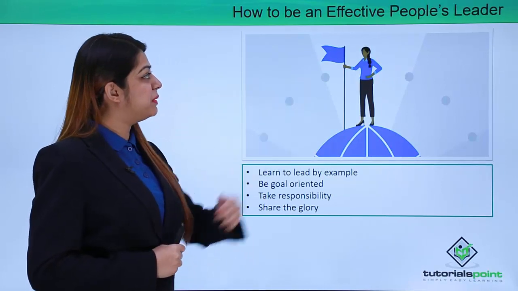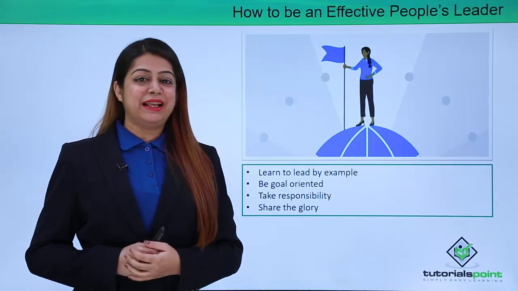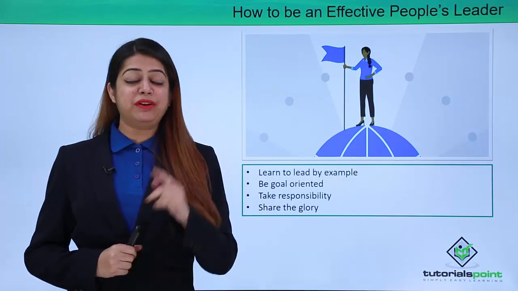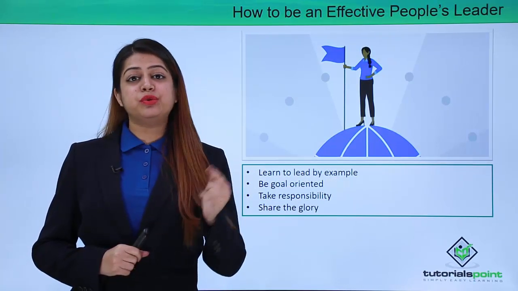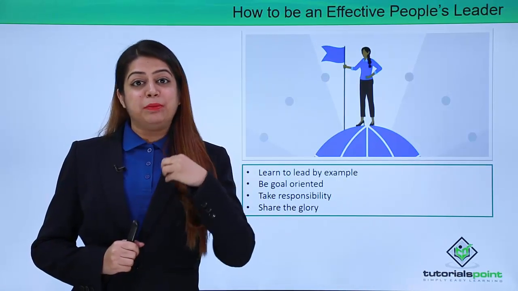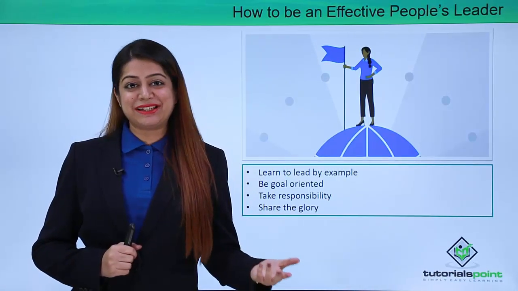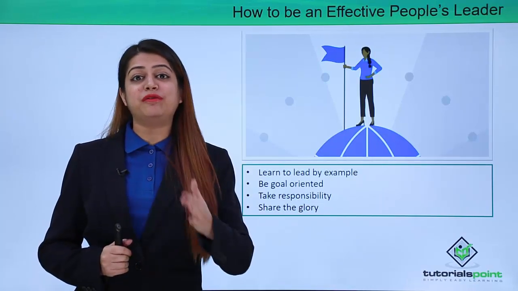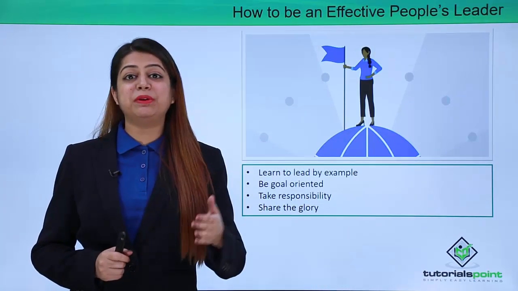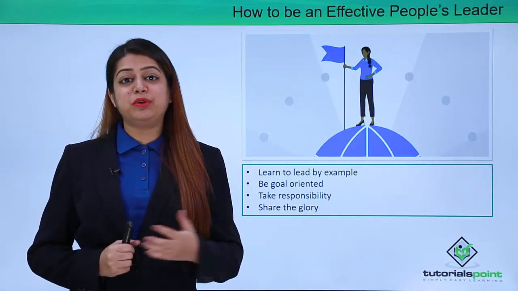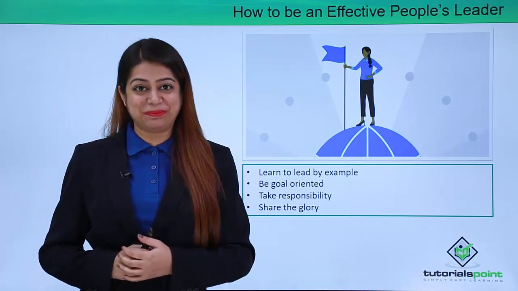How to be an effective people's leader? Let's look at the points. Learn to lead by example. The first point says you need to lead by example. That means you need to practice what you preach, isn't it? You're telling your people to do something, but if you do not follow the right thing, how would your people follow you, isn't it? So you need to lead by example, you need to become an inspiration for your team.